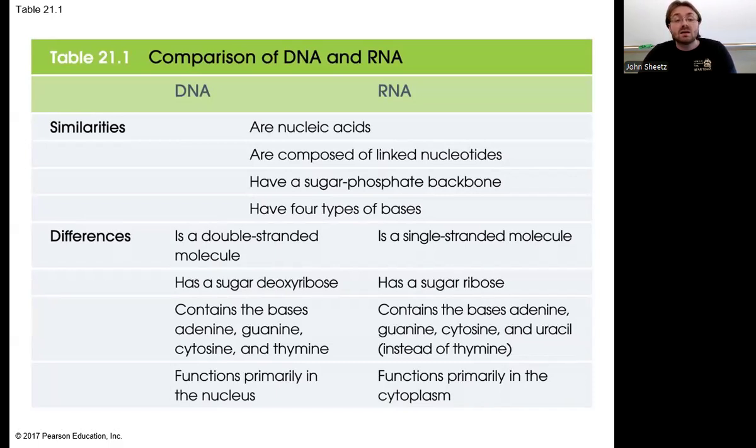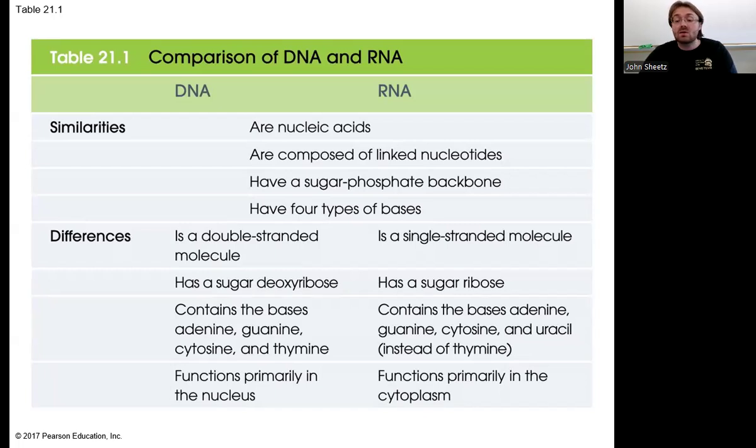Now, DNA is double-stranded while RNA is single-stranded. DNA has deoxyribose while RNA has standard ribose. And DNA, as a result, has the bases adenine, guanine, cytosine, and thymine, while RNA has the bases adenine, guanine, cytosine, and uracil as a direct substitution for thymine.